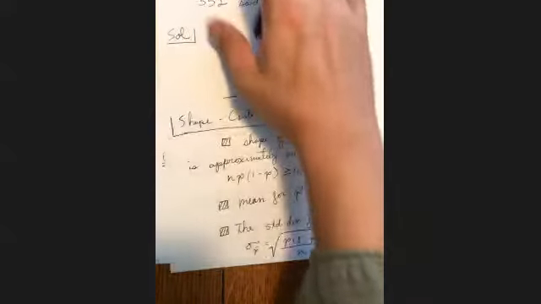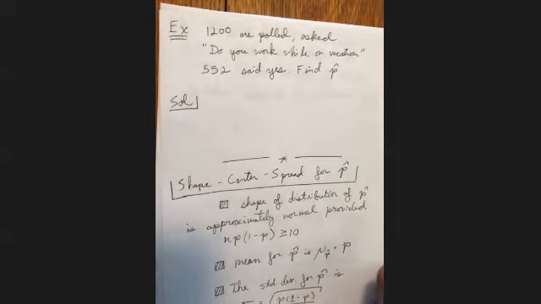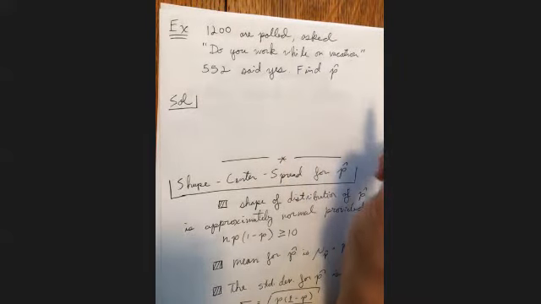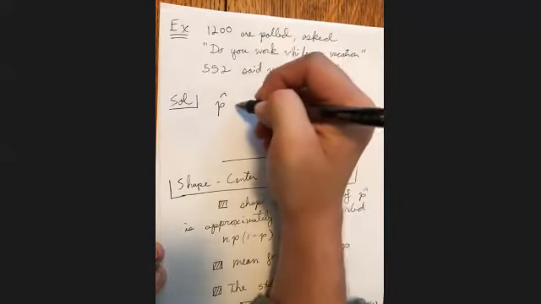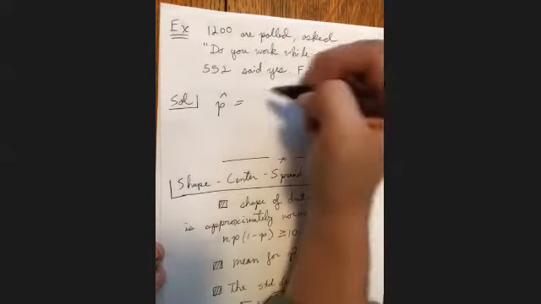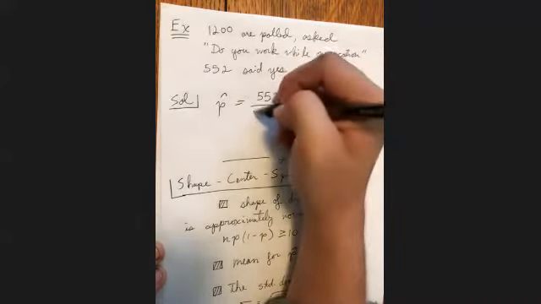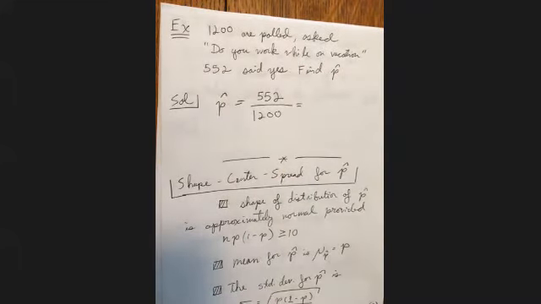So, quick example. Say we take a survey of 1,200 people, we poll 1,200 people and we ask them, do you work while you're on vacation? 552 said yes. Find the sample proportion. So the sample proportion is the number of people that said yes over the total number of people that were surveyed. So that's 552 divided by 1,200.